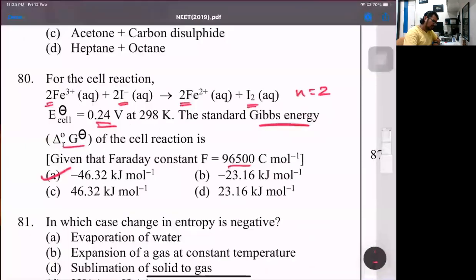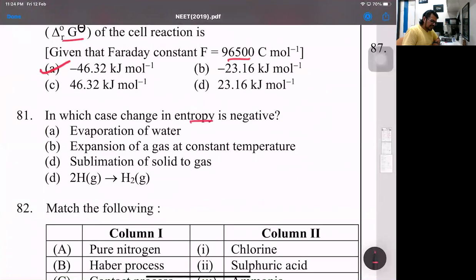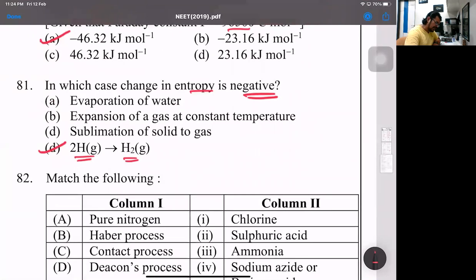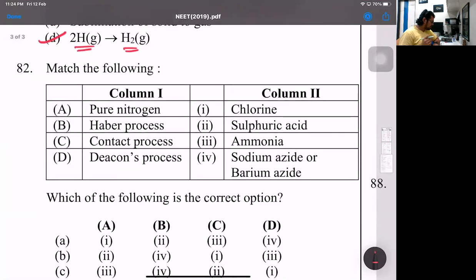Then 81, which of the following cases has negative entropy change? Entropy negative means randomness decreases. Looking at it, evaporation of water, liquid to gas, randomness increases. Expansion of gas, randomness increases. Sublimation of solid to gas, randomness increases. Answer is D, because 2 atoms are becoming 1, so randomness decreases. Then 82 we have, look at that carefully.